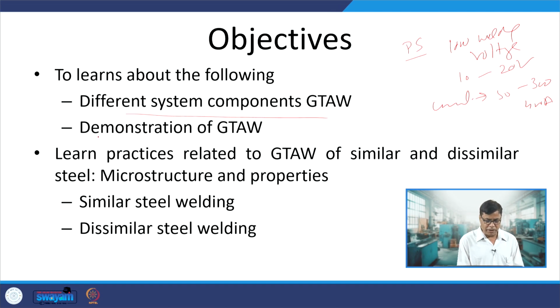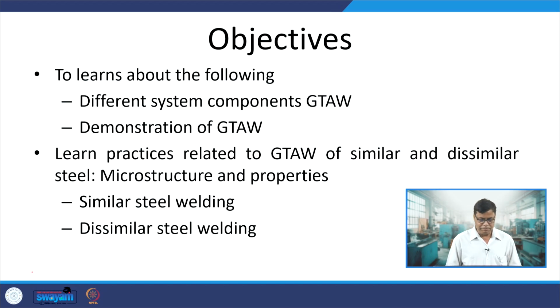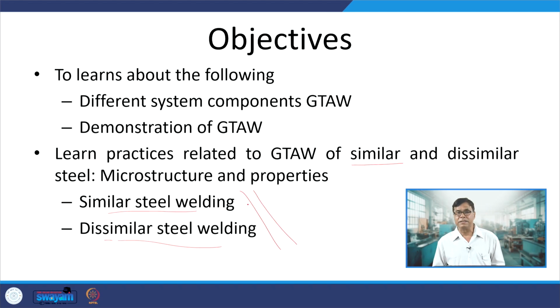We will also see how the GTAW is performed for joining of metals, and how the weld joint characteristics are affected when similar metal weld joints or dissimilar metal weld joints are developed by the GTAW process. So we will be taking up these two types of cases, similar steel welding and dissimilar steel welding. What is the difference?